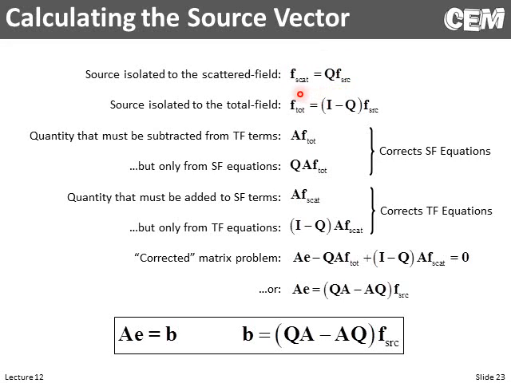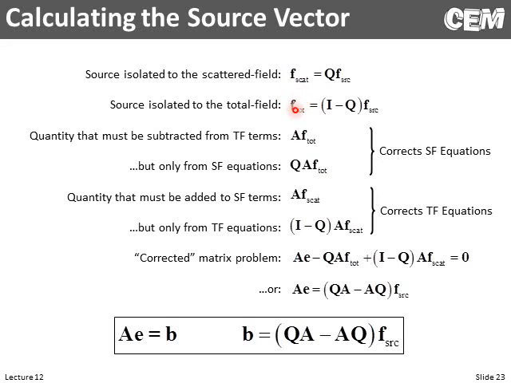Then we can do a similar calculation for the total field, where we take the identity matrix minus our Q. So this difference is sort of a total field masking matrix, if you will. It swaps the zeros and ones, and if we multiply that times our source field, we isolate the source to the total field region. So this will be zeros in all of the scattered field regions, and will be identical to F sub source in the total field regions.